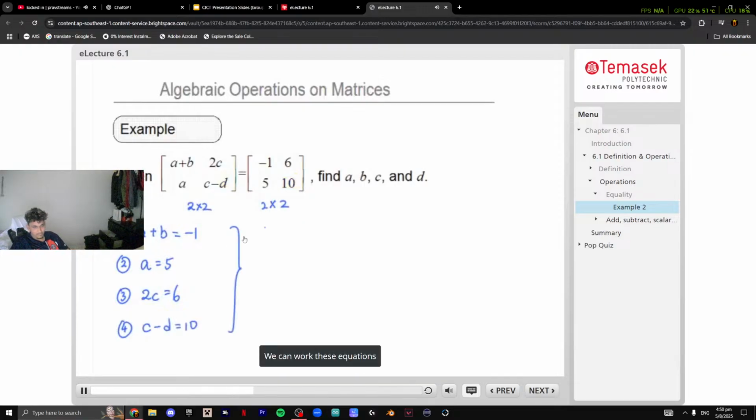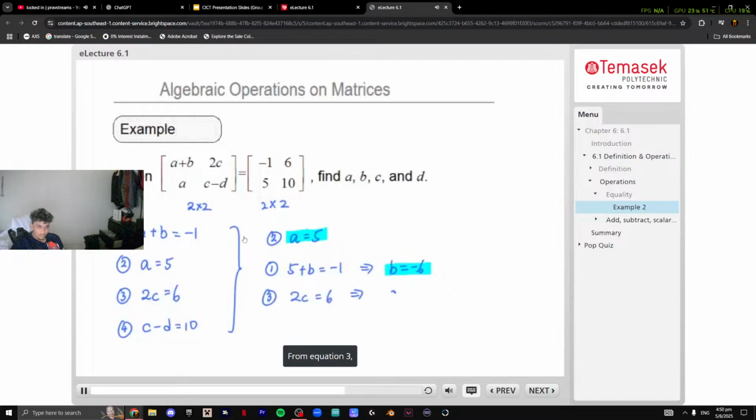We can work these equations in any order. The second equation tells us that A equals 5. With this, equation 1 becomes 5 plus B equals negative 1, so we get B as well. From equation 3, C is 3. And finally, equation 4 becomes 3 minus D equals 10, or D equals negative 7. So we found all unknowns.